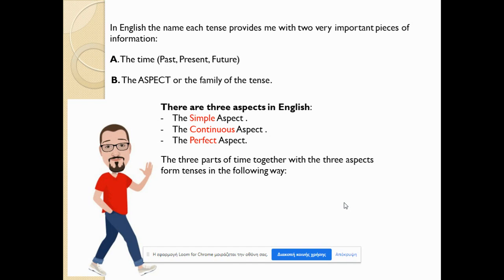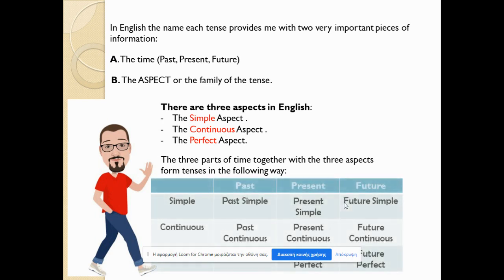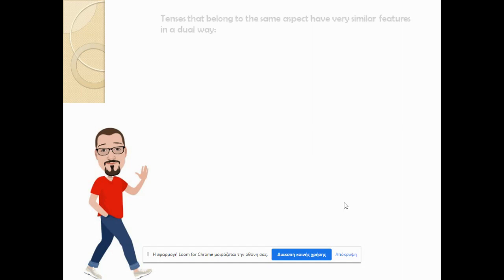So the three parts of time, past, present, future, together with the three aspects, simple, continuous, and perfect, form tenses in the following way. So we have past, present, future, simple, continuous, perfect. If I combine simple with past, I have past simple. If I combine, for example, continuous with present, I have present continuous. It's the time and the aspect.